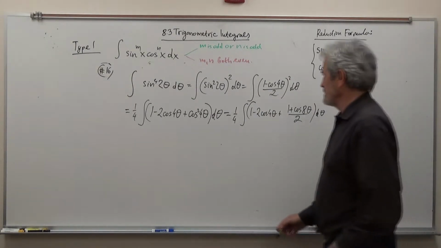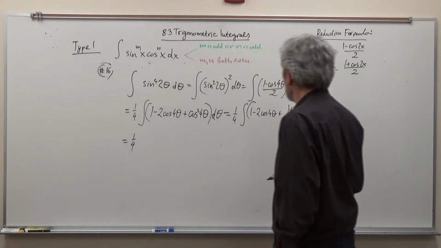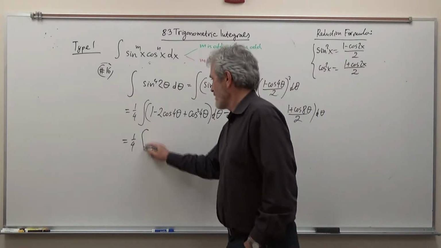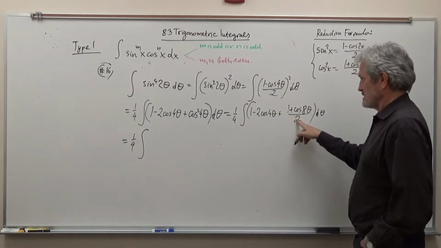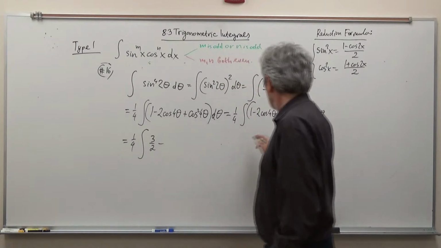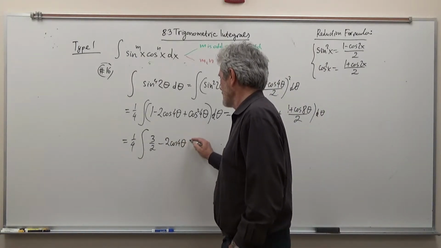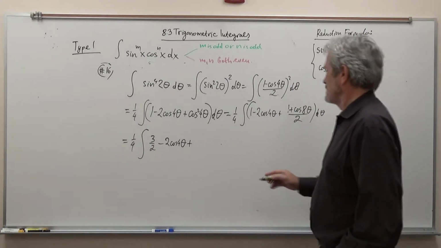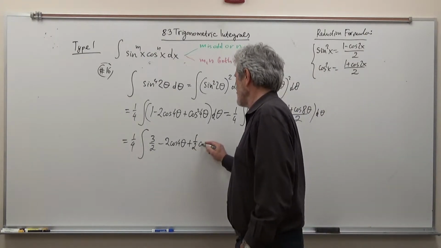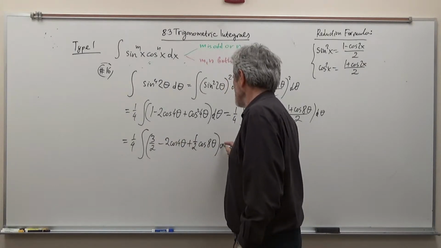So what would that be? We are almost done actually. You see, I didn't do any integrals so far, I was just doing trigonometry. I have 1 here, and this 1/2 is 3/2, minus 2 cosine 4 theta, and plus 1/2 cosine 8 theta d theta.